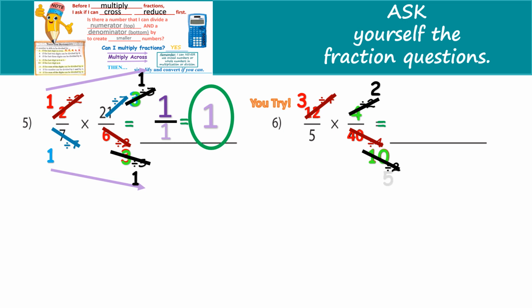Then hopefully you said, well, I've reduced as far as I possibly can, so now all I have to do is multiply across. And 3 times 2 is 6, and 5 times 5 is 25. And hopefully you just circled that because that is your final answer. That's as low as you can possibly go, right? So now, if you didn't see that, if you didn't get that, then please come to me and let me help you so I can walk you through and see if you are making any mistakes.